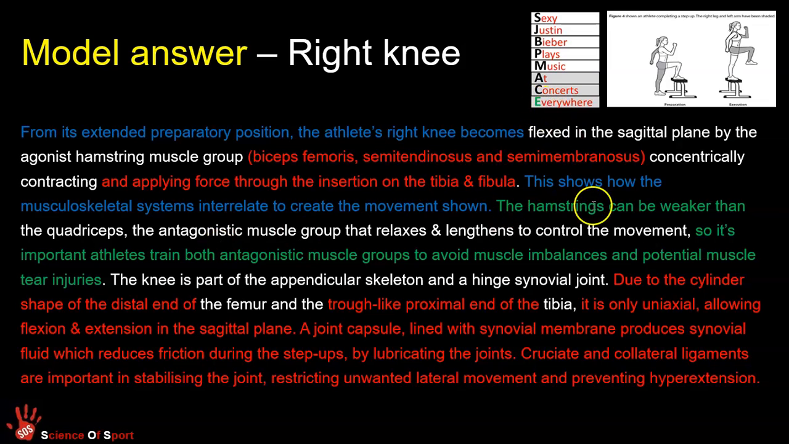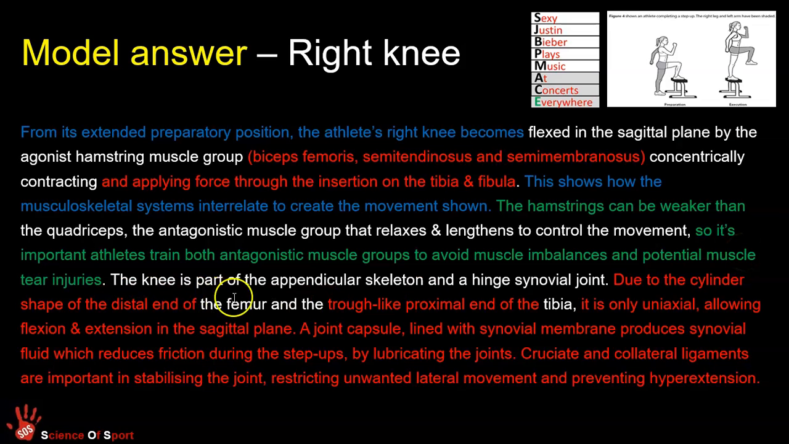It's in green. Hamstrings can be weaker than the bigger, stronger quadricep muscles, who are the antagonistic muscle, so I need to state that, and antagonistic muscles relax to lengthen to control the movement or allow the movement or oppose the movement. So it's important that the athlete trains both muscle groups or muscle pairs to avoid imbalances and potential muscular injuries. So I'm just saying we've got to have muscle balance. We don't want imbalance because it will risk injury. That's my green show off extra stuff.